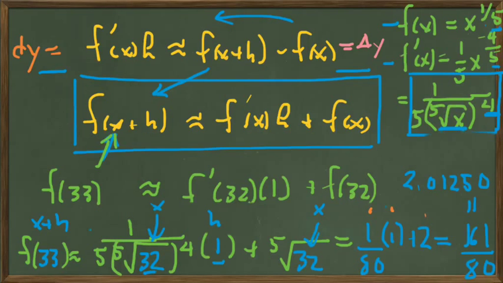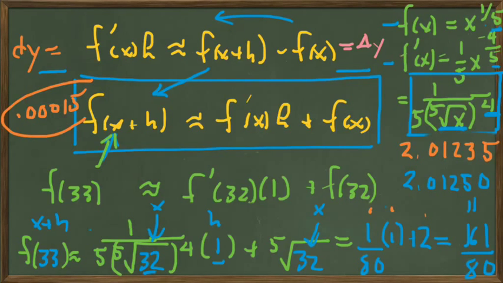2.0125. The approximation you could find on your calculator for the 5th root of 33 would be 2.01234. So actually 2.01235, so our approximation is only off by 0.00015, or 1.5 out of 10,000, which is very accurate.